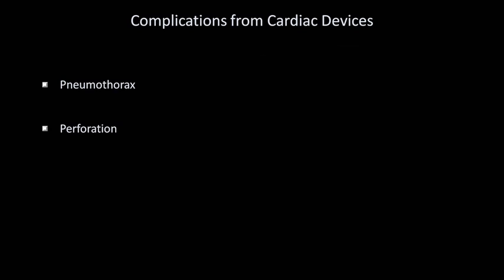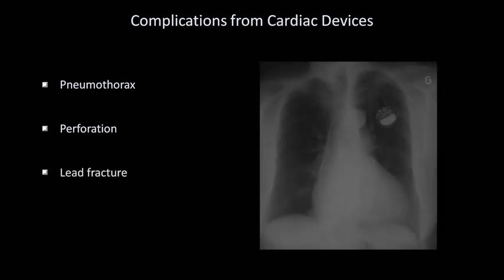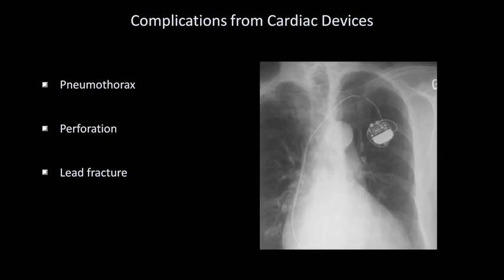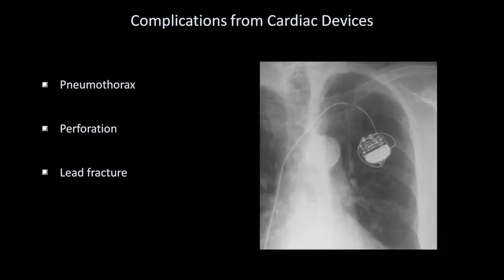Another complication, which doesn't happen immediately, but rather years after device placement, is called lead fracture, in which the lead essentially breaks in two. The location of this particular fracture, as the lead passes near the clavicle and the first rib, is probably the most common on account of friction against those bones.